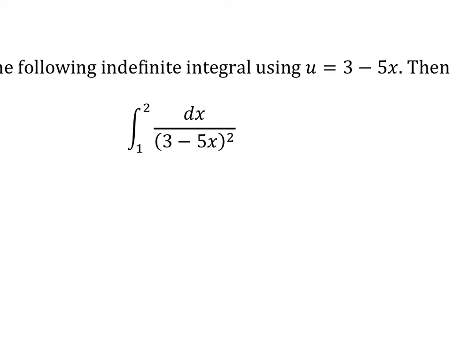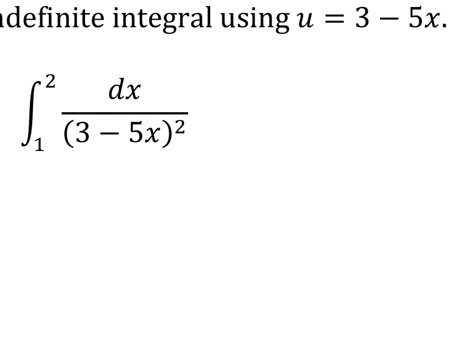Okay, let's go ahead and try another one. This one is the tricky one. Let's try it together. Which part is u? 3 minus 5x. Which part is du? Negative 5 dx. Oh, right. Okay. Go ahead and plug it back in.